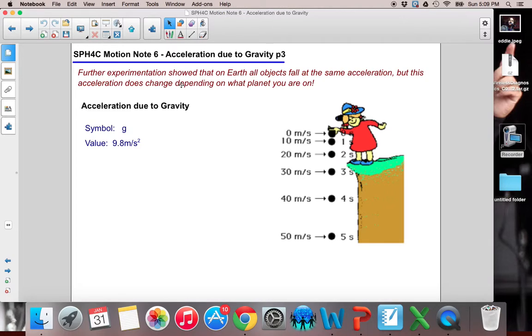Assuming no air resistance, which, by the way, in physics class we almost always assume. And that rate is actually 9.8 meters per second squared. Okay, and let's talk about what that means.